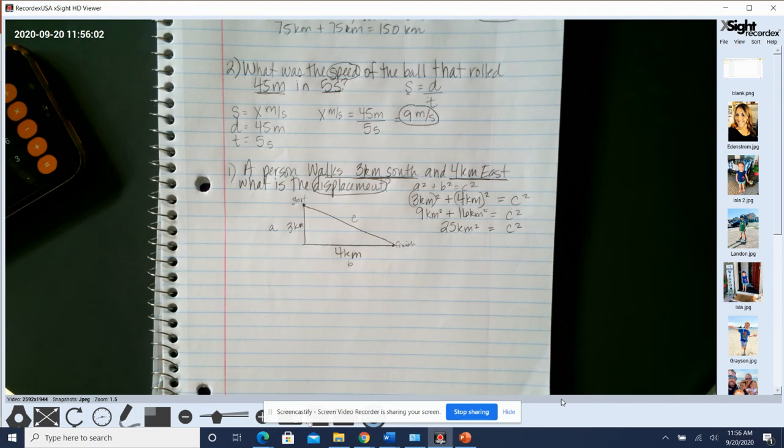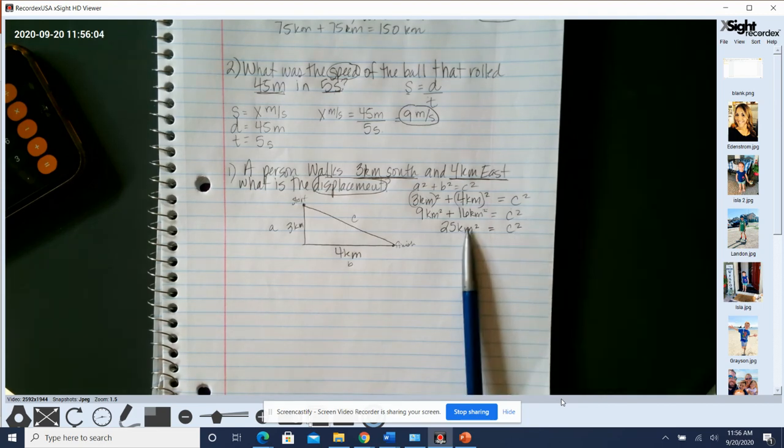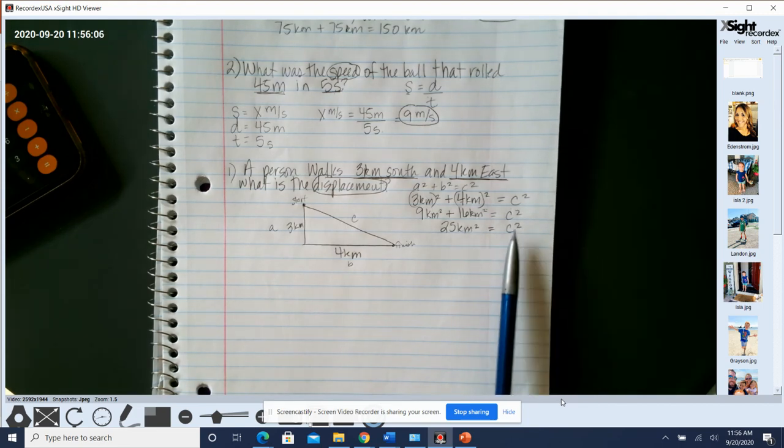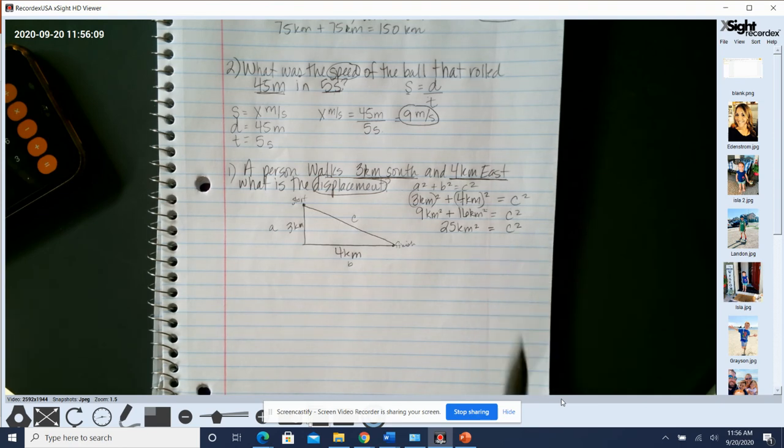All right, so I'm not done though. Remember, because I don't want c squared, I want c. So anytime you want to get rid of something in an equation, you do the opposite operation. You do the opposite type of skill.